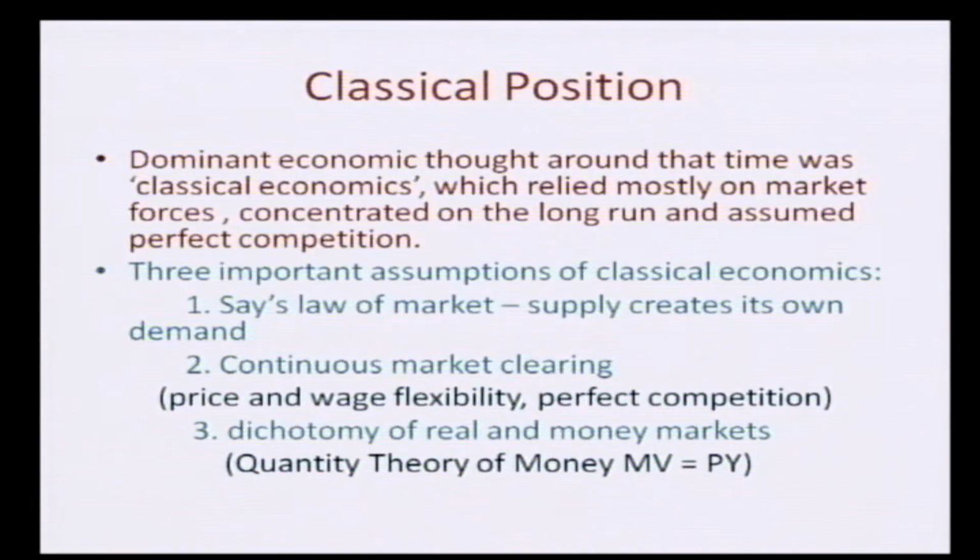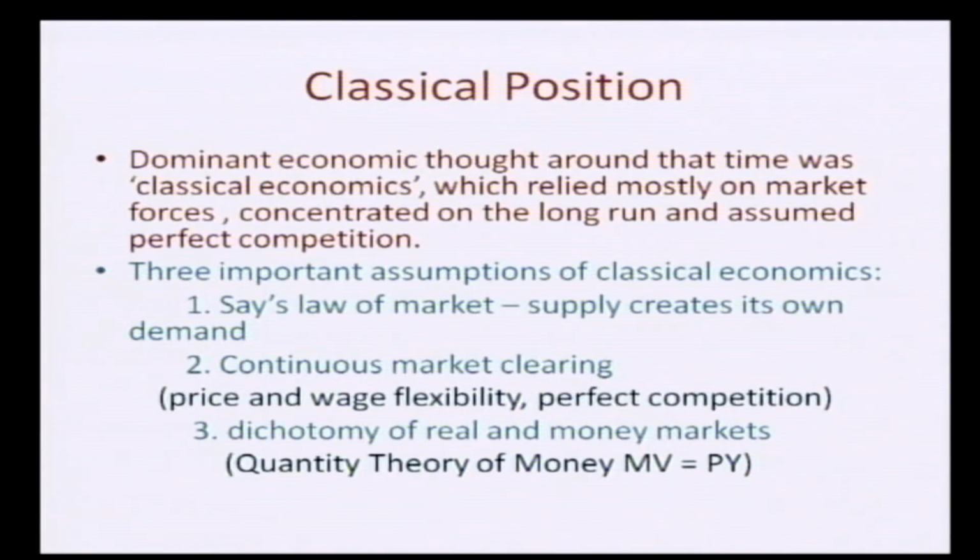Recounting these three important assumptions of classical economics, the first one is Say's law of markets. It says that supply creates its own demand. That means whatever is produced in the market, some demand is created for that automatically. So on the whole, the economy doesn't pass through some glut or overproduction, or scarcity. In a way, there is continuous market clearing. Supply and demand are equal at the aggregate level, and this is managed through flexibility in prices and wages. The price level is flexible.